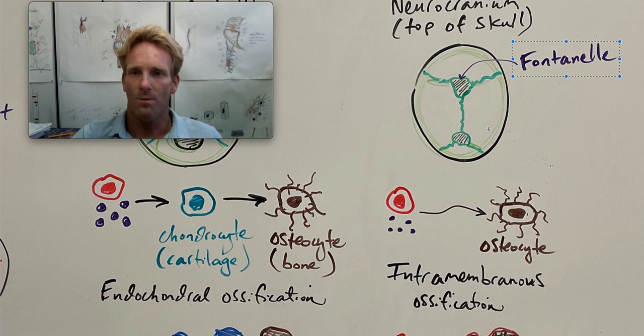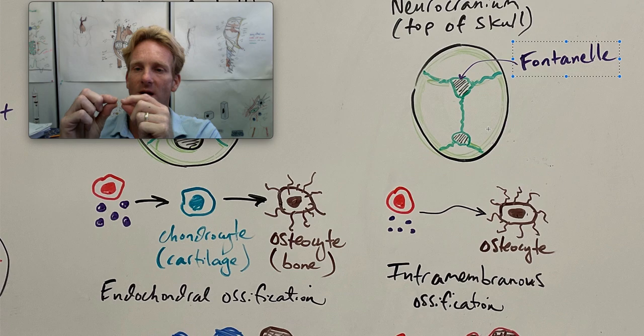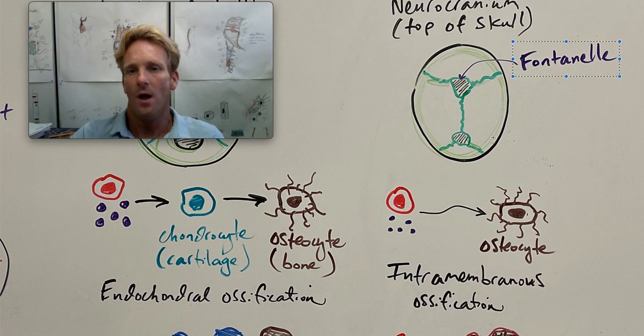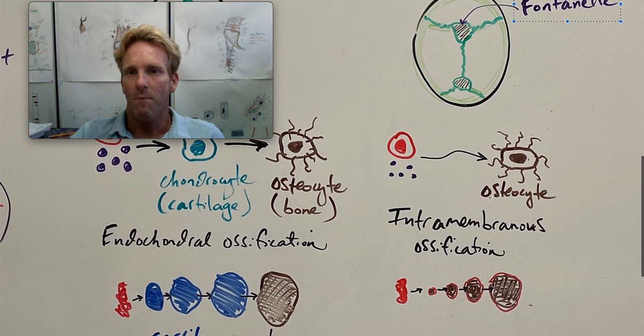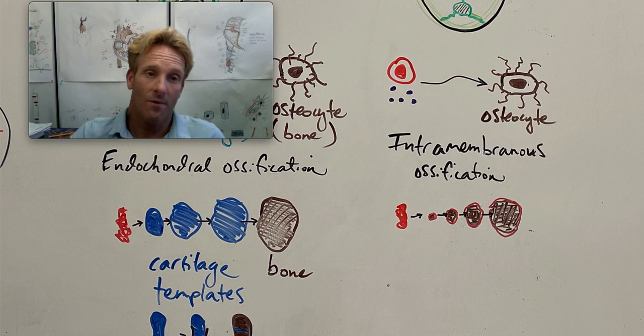They exist because intramembranous ossification just causes this small bone to get bigger and bigger. Not many bones develop this way, but the bones at the top of the skull are a really important example of the ones that do.